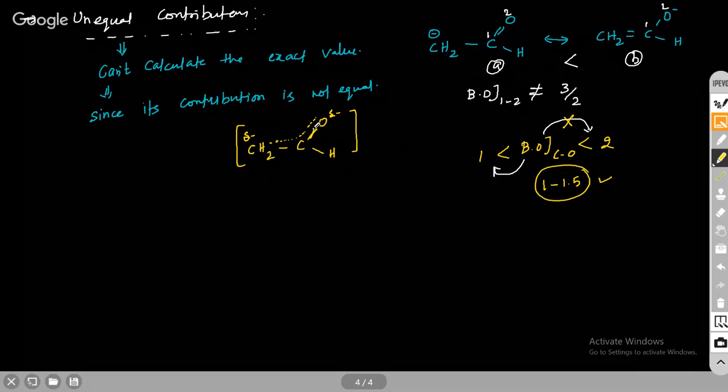So from this also you can understand that the bond order of carbon and oxygen will be in this range 1 to 2, correct? Whether it is closer to 1 or 2, it depends on the stability of this and this structure. If this one is more stable, and in the more stable structure the carbon oxygen bond is a single bond, right? Hence, we can say the bond order of carbon and oxygen will be closer to 1, it won't be equal to or closer to 2. That's the point. Did you understand this now?